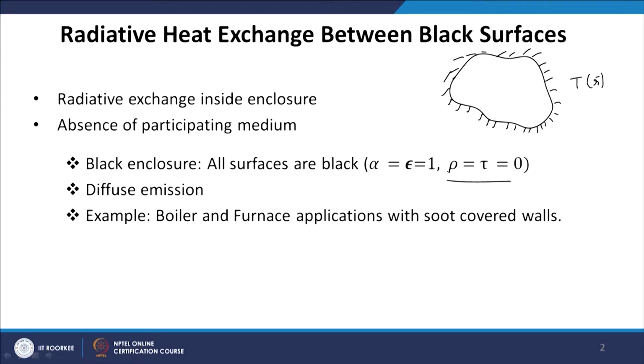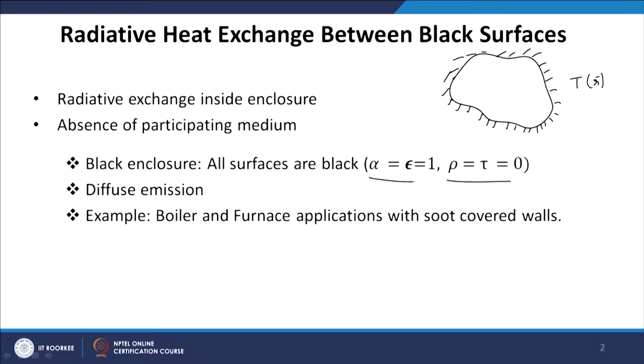So the reflectivity or reflectance of the surface will be equal to 0, and these surfaces will be acting as perfect absorber and perfect emitter. So epsilon and alpha will be equal to 1. We have also assumed the surfaces to be black because we want to make sure that alpha and epsilon do not depend on wavelength. Although these relations are equally valid for gray surfaces also, we will see.